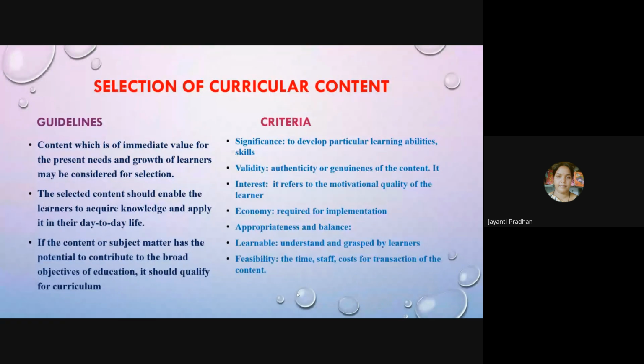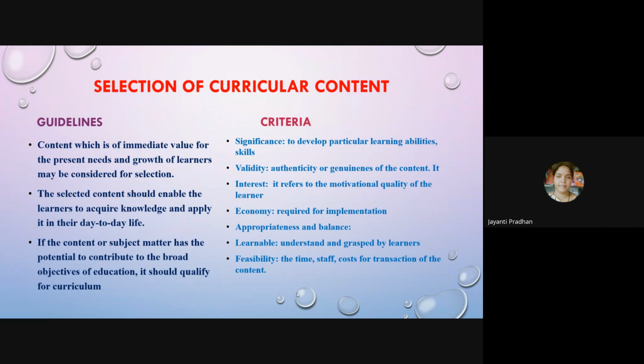Definitely, when we are selecting the content, it must contribute to the broad objectives of education that emphasize the national goal, the learner's need, the aims of education, and major thrust areas of the curriculum like the core components. So when we are selecting the content, we must follow these guidelines. Then what should be the criteria of content?